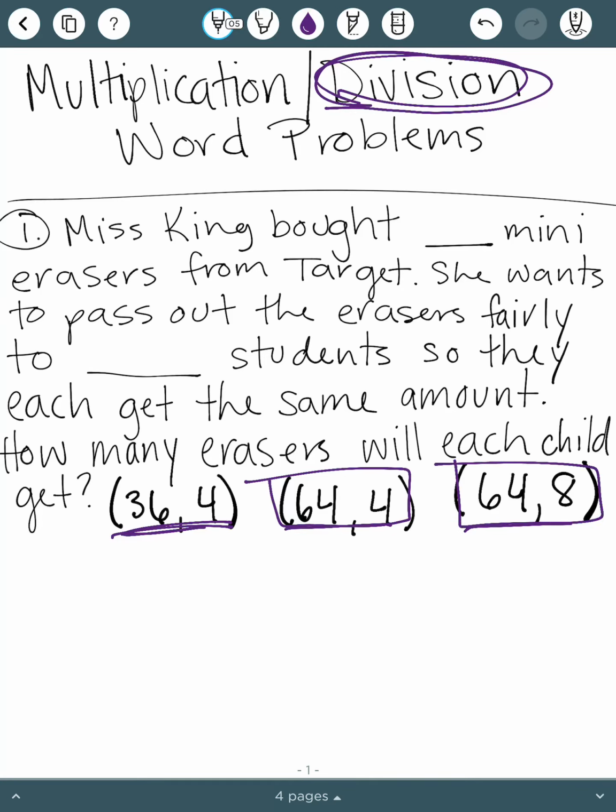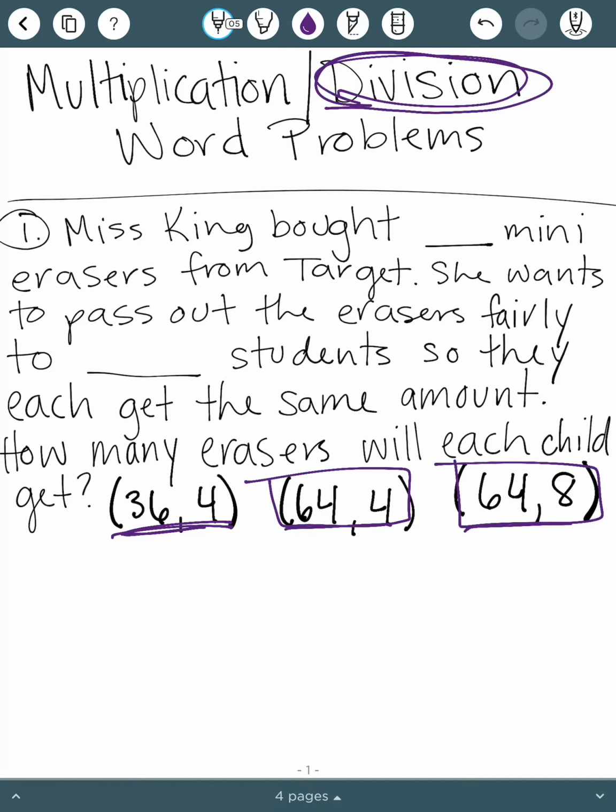So you can pause the video, they can work it out, or you can just rewrite it, or however you need. In a division word problem, we always want to read the problem. And if they don't understand it the first time, I tell them to visualize and read it again.